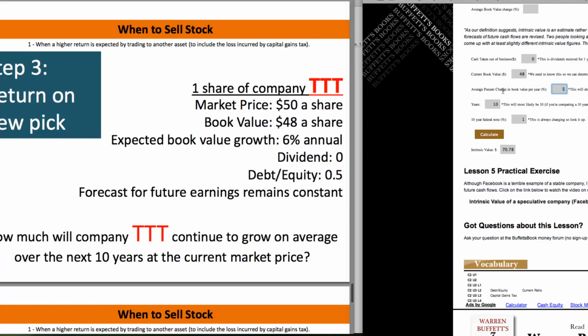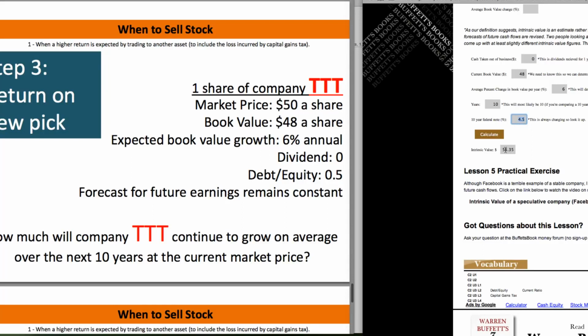Almost always that'll be different from your previous pick, so that's just pure coincidence. When we look at the average % change in book, this is a little different. This company TTT is a little bit higher at 6%. Okay, the number of years is still going to be 10, and our 10-year federal note, if you remember, is still 4.5% currently. So we're going to go ahead and hit calculate. And if you remember, this is how we figured it out earlier. It's $55. The current market price is $50. Okay, so we've got to change, just like we did before for company XXX. We've got to change this 10-year federal note until the intrinsic value equals our market price of $50.